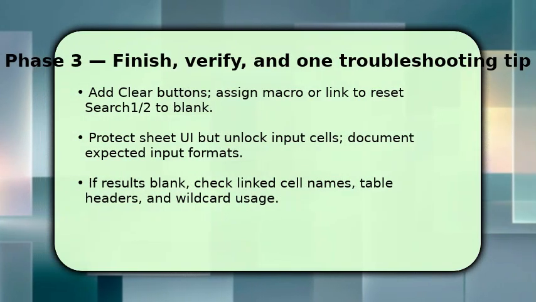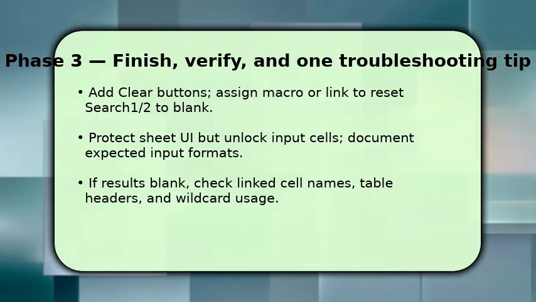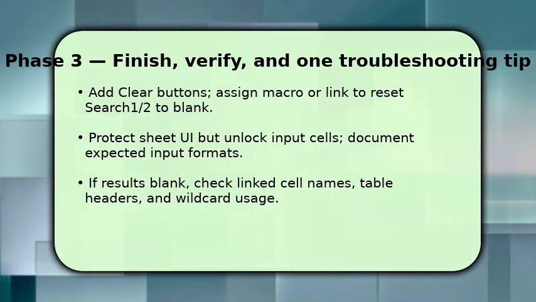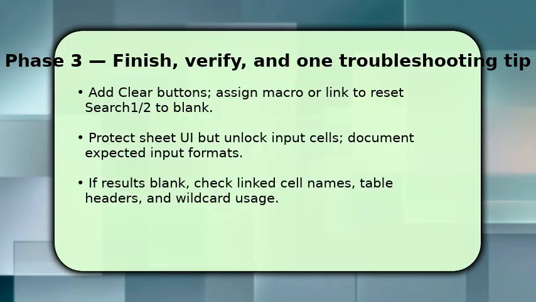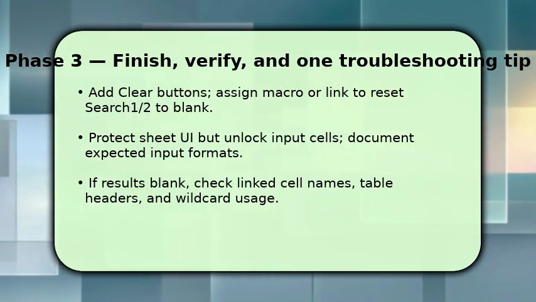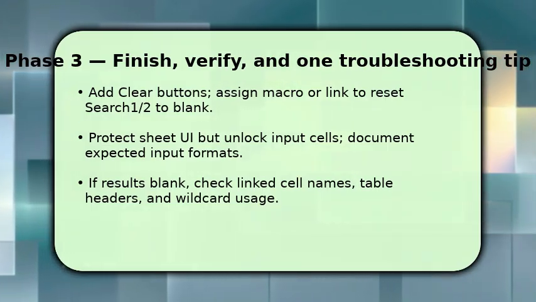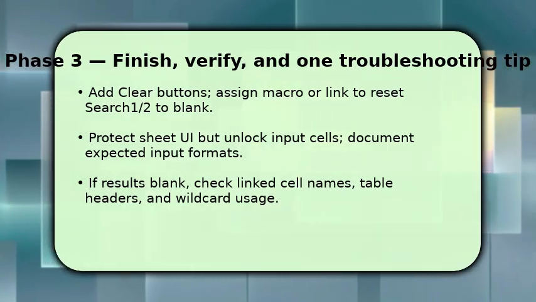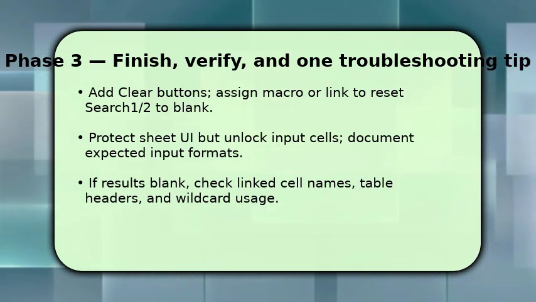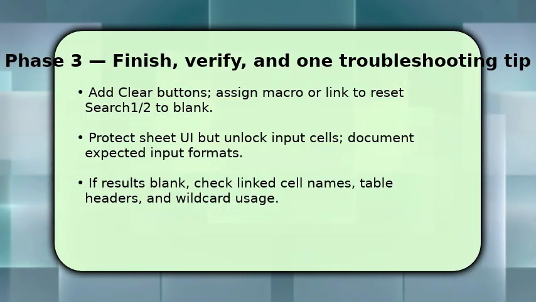Finally, polish the UI and add safety. Create clear buttons that reset both search fields to blank and ensure the result area is formatted as a table or dynamic array. Then protect the sheet UI while unlocking only input controls so users cannot break formulas. Make sure to document accepted input formats and whether searches are case-sensitive. If things go wrong, check the linked cell names, table header spelling, and whether your wildcard or search logic matches the intended fields. Those are the usual culprits.